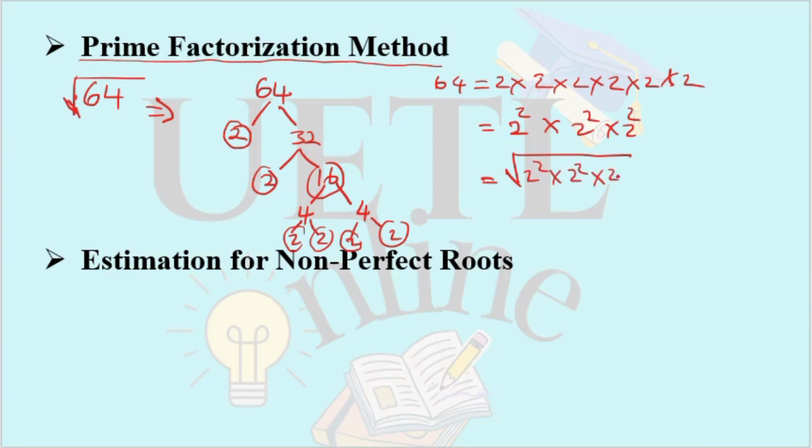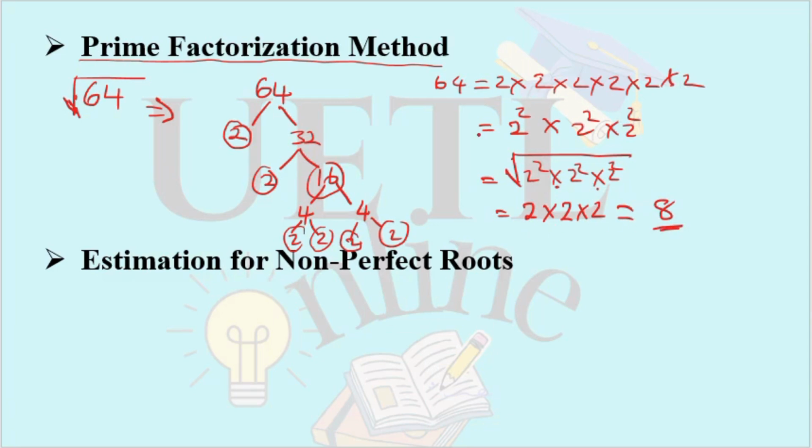So now when this root is there and we are multiplying here, we can simply say 2 squared is 2, 2 squared is 2, 2 squared is 2. So 2 times 2 times 2, and our answer becomes 8. So this is how we do it.